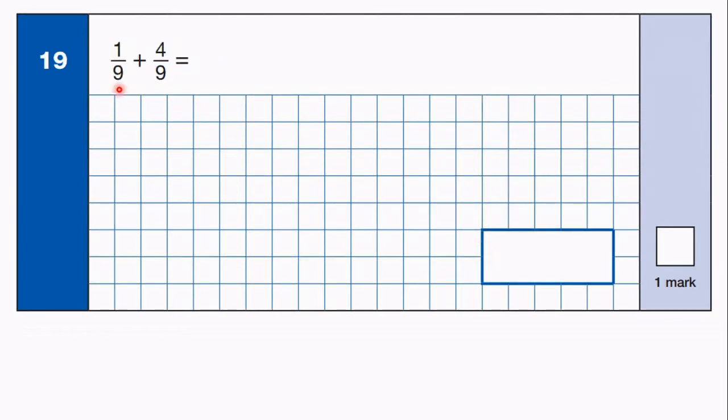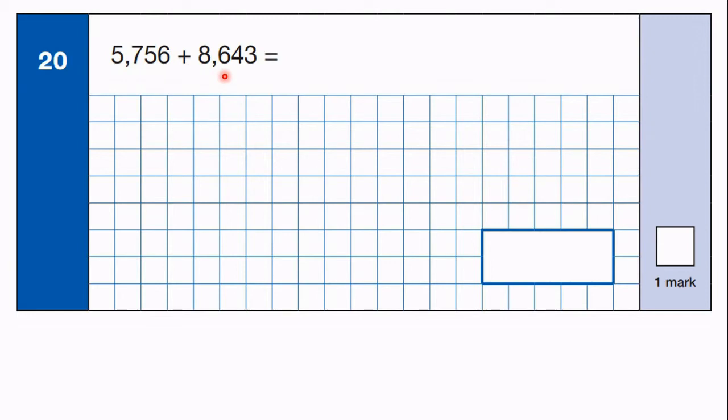Question 19. 1/9 plus 4/9. We can see that we have a common denominator of 9 in the question, so the denominator will be 9 in our answer as well. Now we can just add the numerators, and 1 plus 4 is 5, so our answer is 5/9. Question 20.